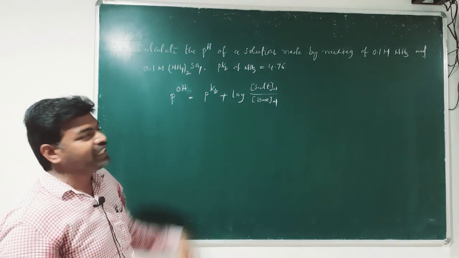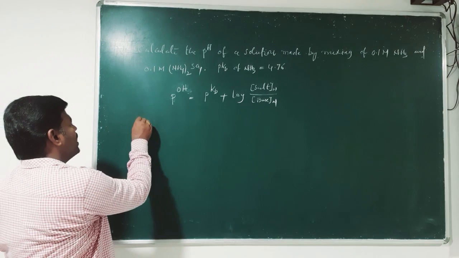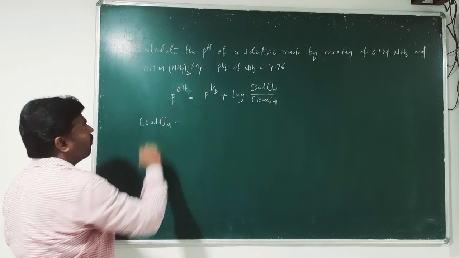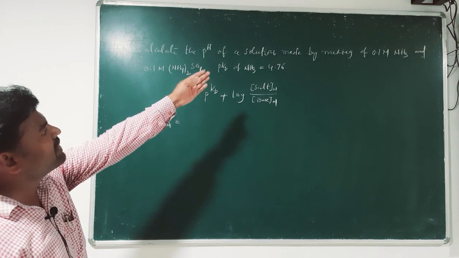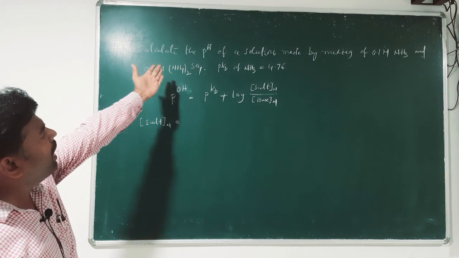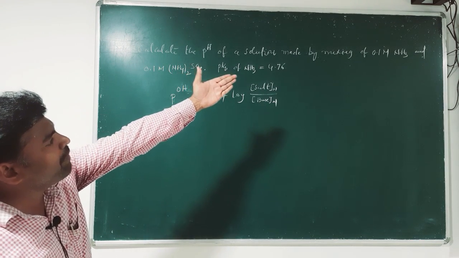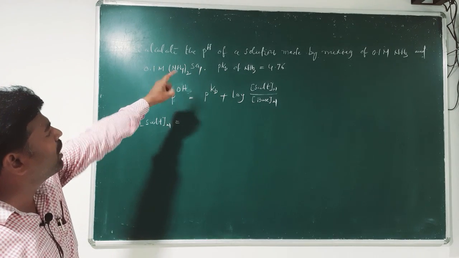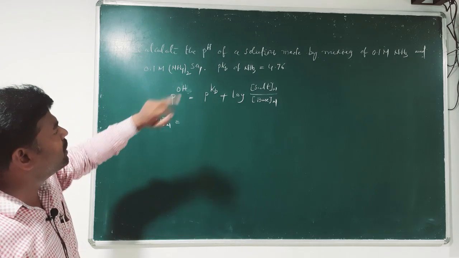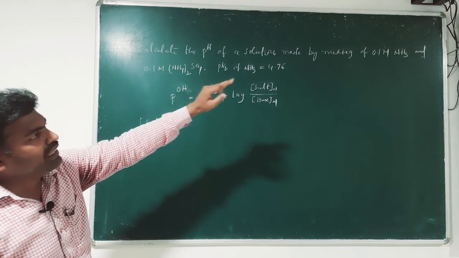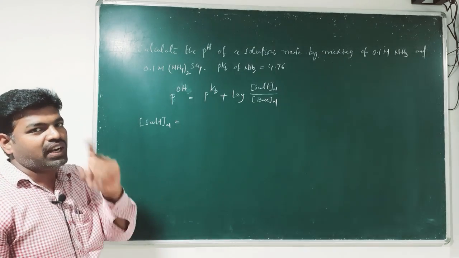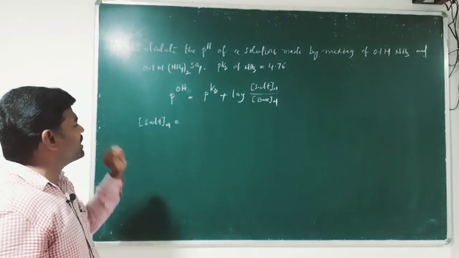First we shall calculate the concentration of salt. They gave that the solution is made by mixing 0.1 molar ammonia and 0.1 molar ammonium sulfate. This is the salt, but they didn't give the volume, so you should take the volume as 1 liter.